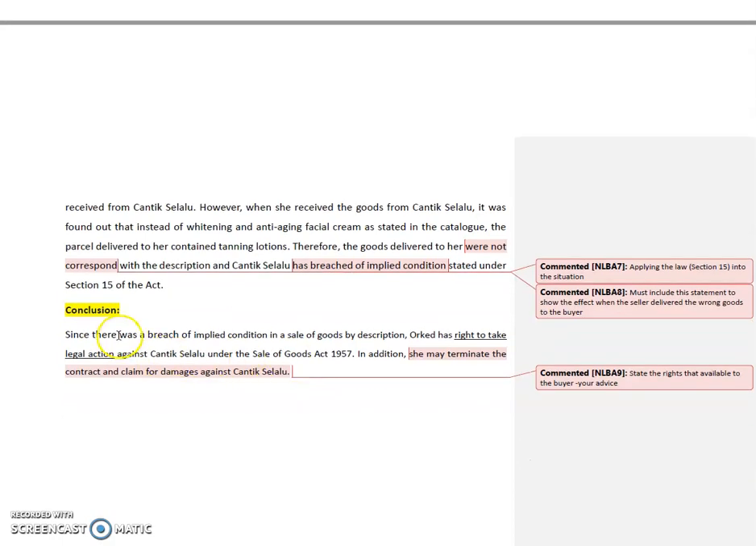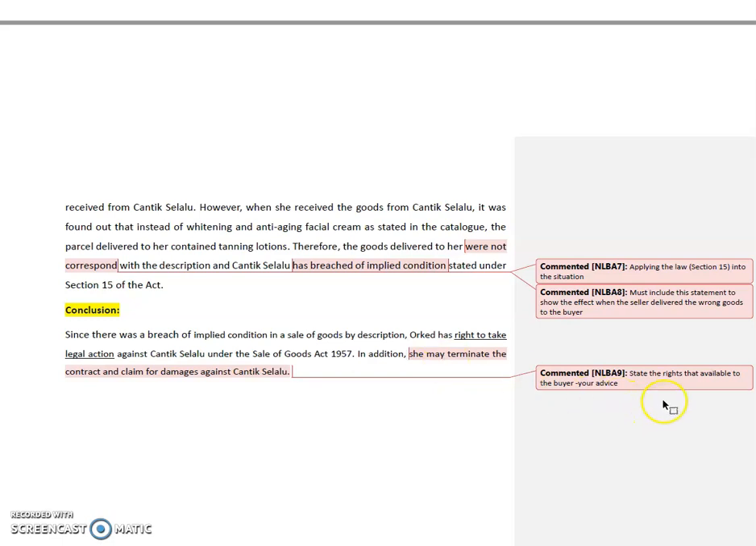Okay, and conclusion must answer your issue. Since there was a breach of implied condition in the sale of goods by descriptions, Orchid has right to take legal action against Cantik Selalu under the Sale of Goods Act 1957. In addition, she may terminate the contract and claim for damages against Cantik Selalu. So where will you get this? Just now you have stated the effects of breach of implied conditions. So now here are the rights given to Orchid as buyer.